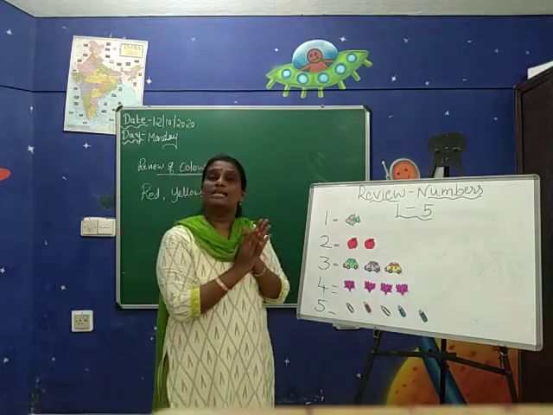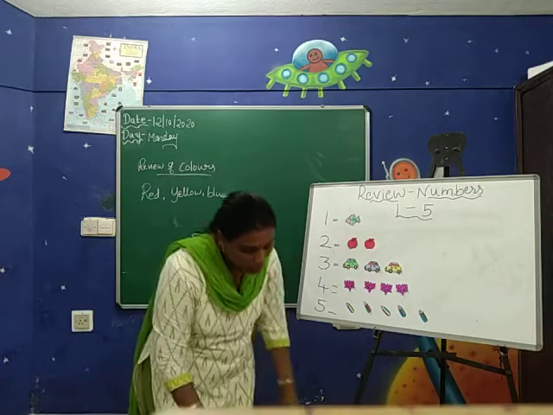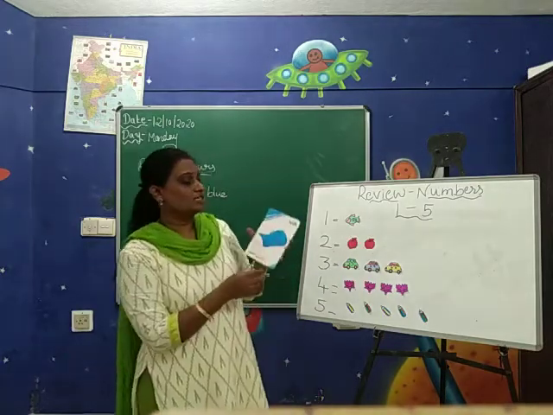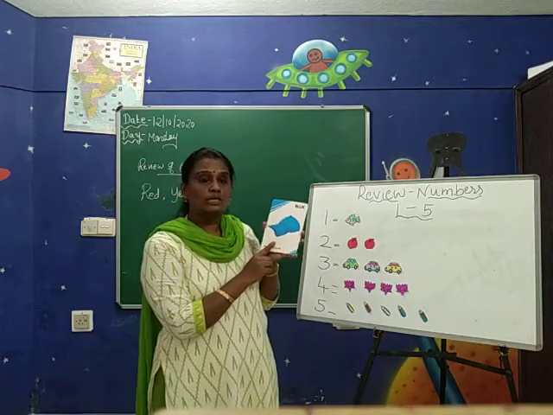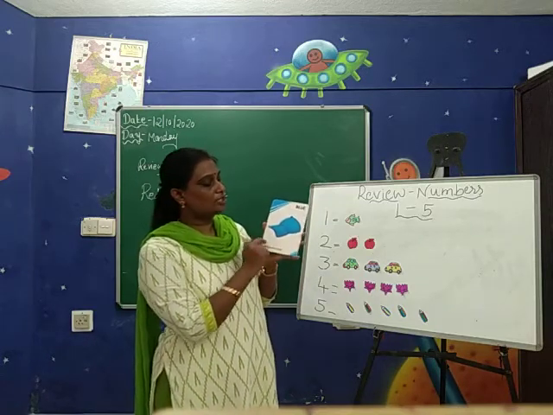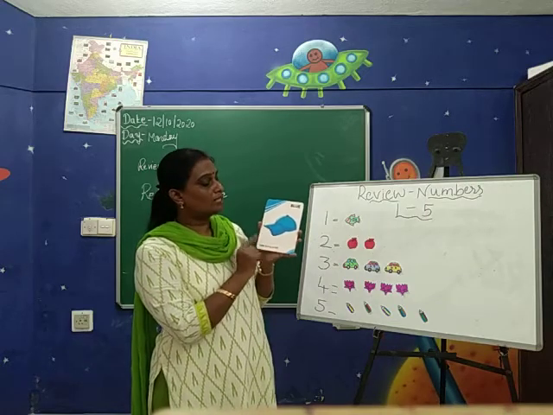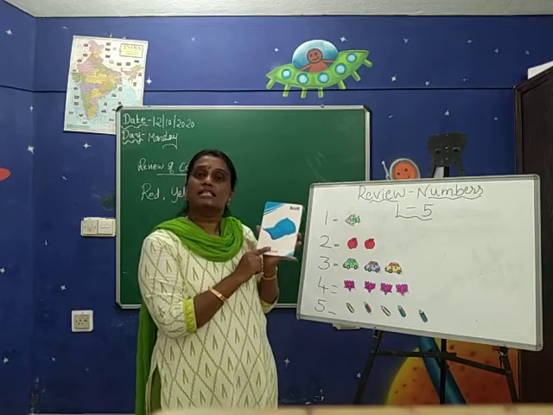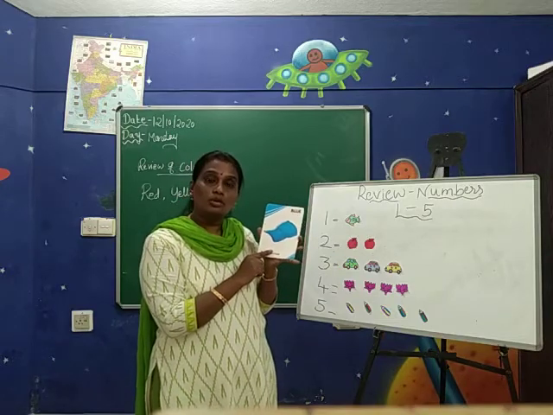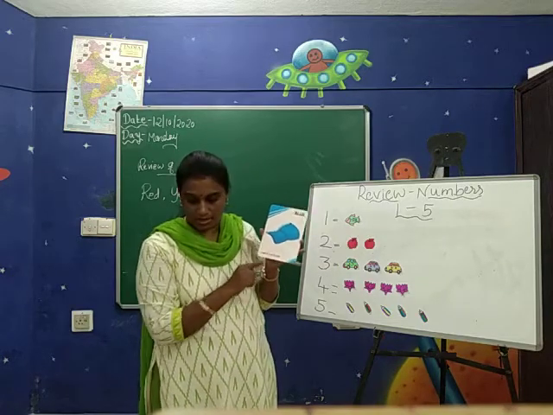Yes, very good. We go for the next, that is blue color. Children, this is which color? This is a blue color. What is there in the picture? It is a cap. Cap is in which color? Blue color. Can you see the sky? Sky is in which color? Blue color. Yes, very good.